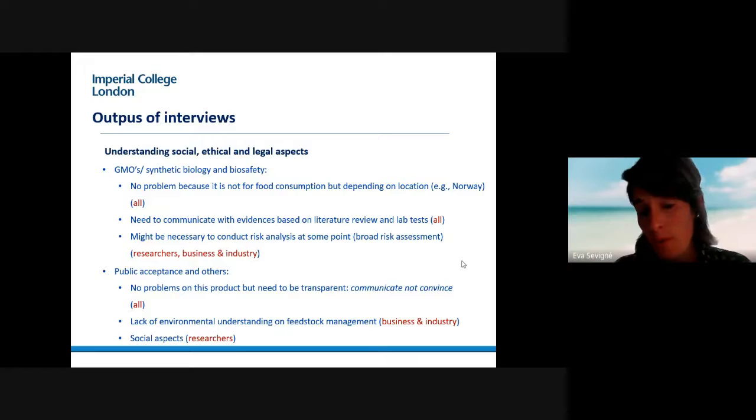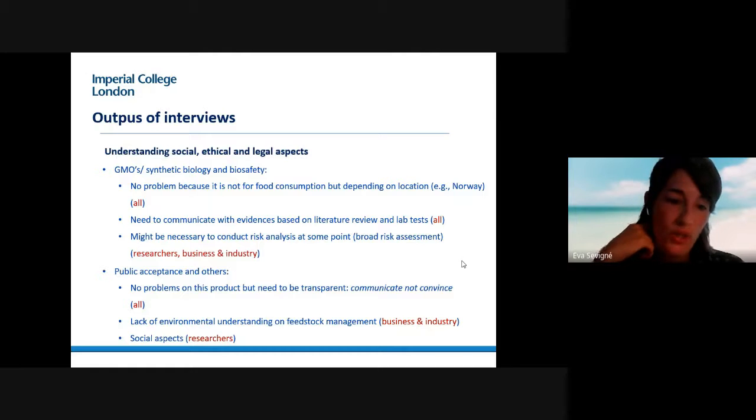And at some point, it was highlighted by researchers and business and industry that we needed to conduct a risk analysis to also evaluate other risks associated with this facility. So, how it is going to affect the use of solvents, etc. So, to have a bigger or broader risk assessment analysis.